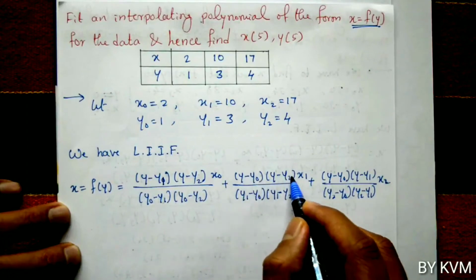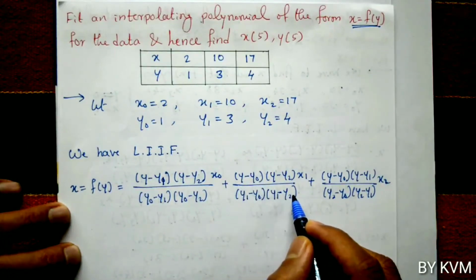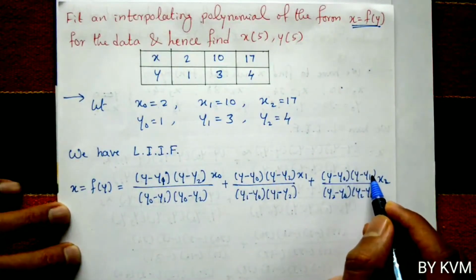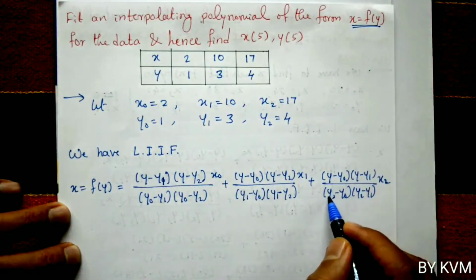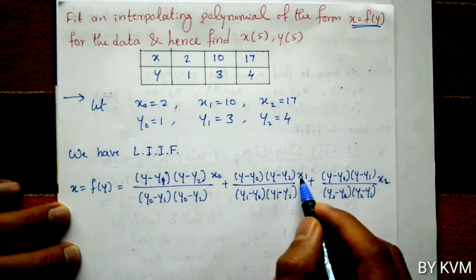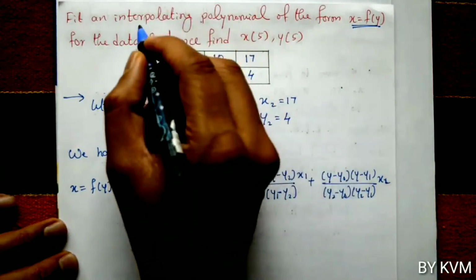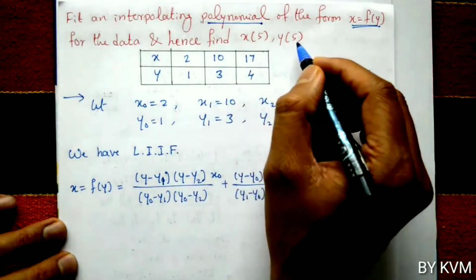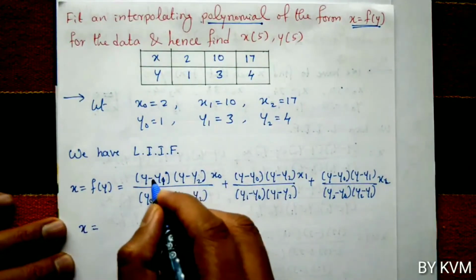Now in the second term y1 is excluded, so y minus y0 into y minus y2 into x1 by y1 minus y0 into y1 minus y2, plus in the third term y2 is excluded, so y minus y0 into y minus y1 by y2 minus y0 into y2 minus y1 into x2. So now after finding the interpolating polynomial of the form x equals f of y, we have to find the values of x of phi and y of phi.